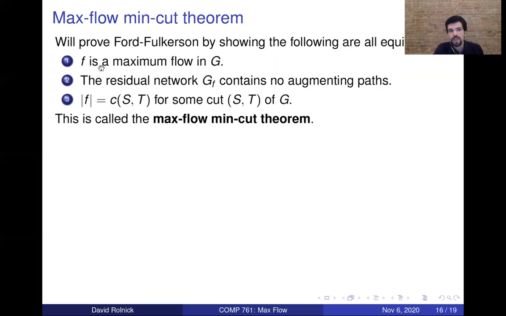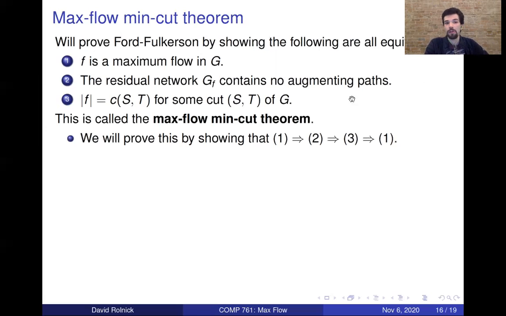The way in which we're going to prove this theorem is to show that all of these are equivalent. So this, if and only if this, if and only if this. So any 2 of these are if and only if. Are there any questions about the statement of the theorem? Okay. For the proof, can we show that A implies B implies C implies A? Yes, that is exactly what we will do.